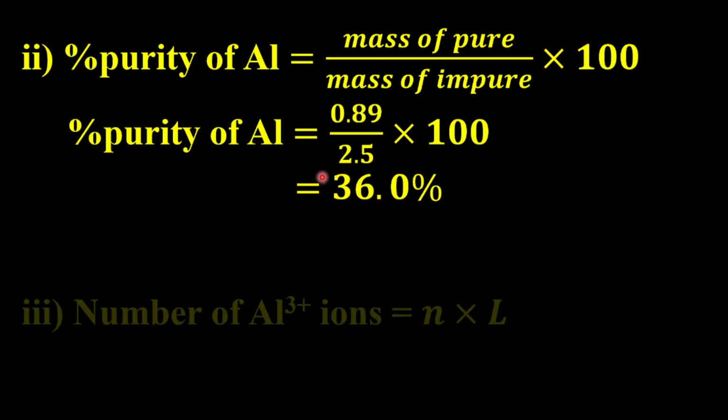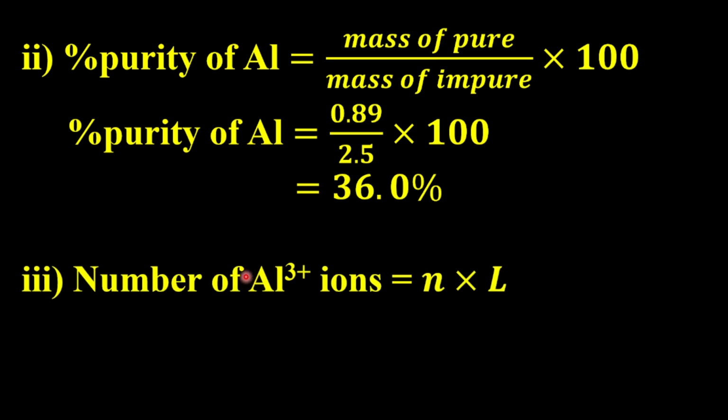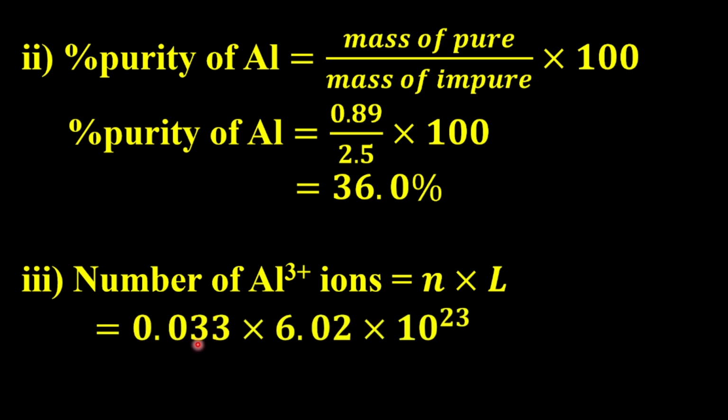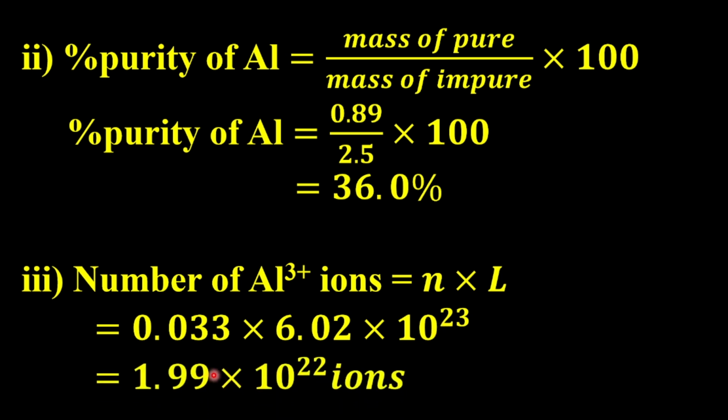Now let's look at the third part of the question. We are to determine the number of aluminium ions in this question. So knowing that the number, which is N, is equal to n times L, we can easily insert our mole, then multiply by the Avogadro's constant. So we have 0.033 times 6.02 times 10 to the power 23, and that will give us 1.99 times 10 raised to the power 22 ions. So that is for the first question.